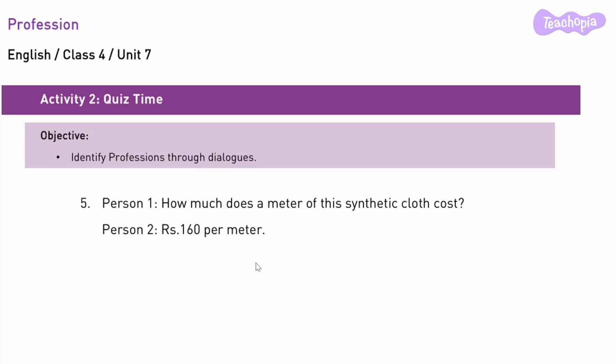How much does a meter of the synthetic cloth cost? 160 per meter.